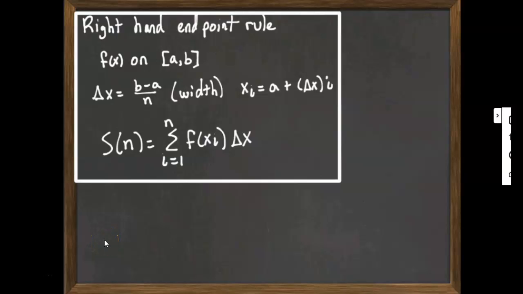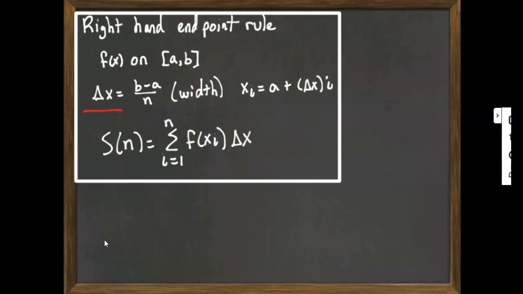In this video, we want to talk about the right-hand endpoint rule and how we can use it to compute the area beneath a function on some interval a to b. So first thing that we do here, given our function on the interval a to b, is we compute delta x. That's the width of each of our subintervals as we set this up. And that would be b minus a over n.